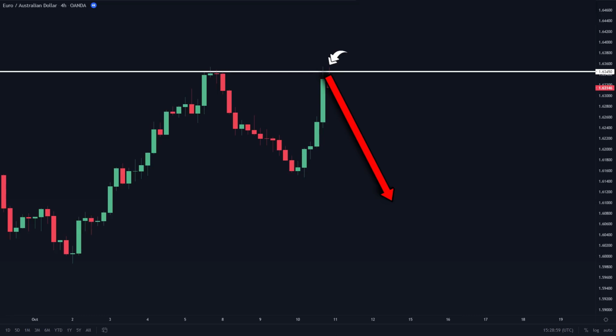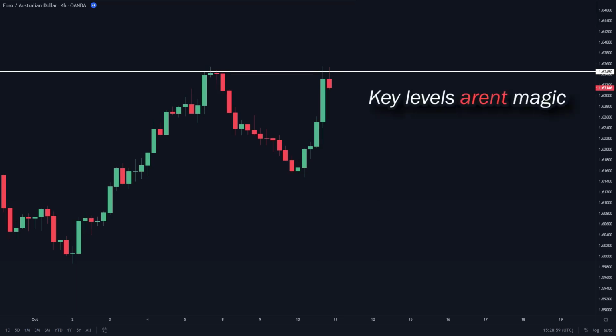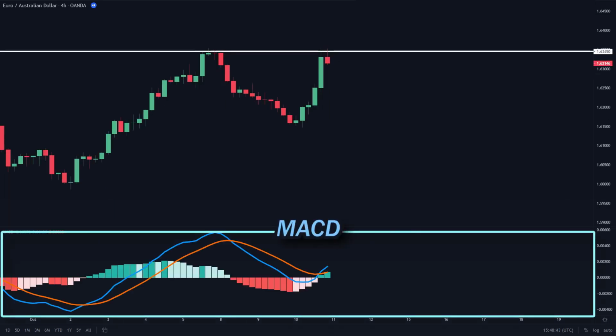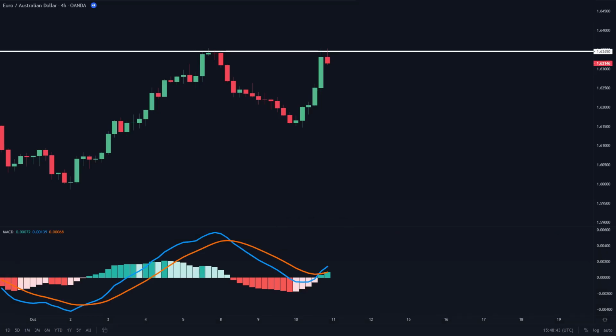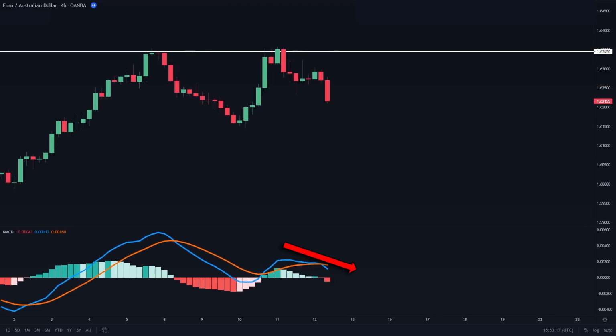However, just because the price touches a key level doesn't guarantee that a reversal will happen, because key levels aren't magic. Prices can always break right through. And that is why we need to use extra confirmation to make sure that there's actual downwards momentum as price touches this area, which is where the MACD indicator comes into play. Now what most traders will do is wait for the MACD to cross over downwards before taking a short position. However, by doing this, notice that the downwards movement has already been made, and you would have entered in late.